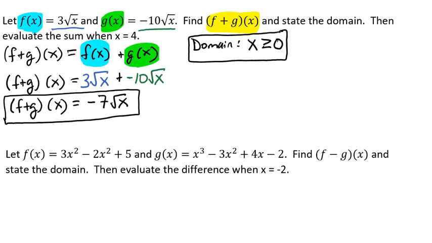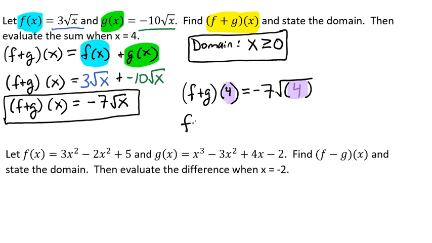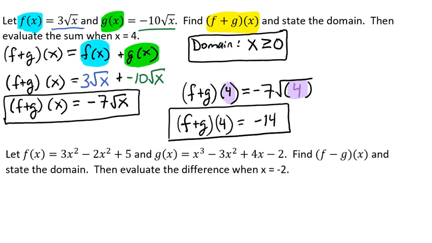Then it asks us to evaluate the sum when x is 4. So what that means is it wants to know what is f plus g of 4. So what we're going to be doing is we're going to be removing our x, and instead we're going to be putting that 4 in its spot. And then we're going to solve. So our f plus g of 4 is going to be negative 14. And so that's how you find the sum of two functions.